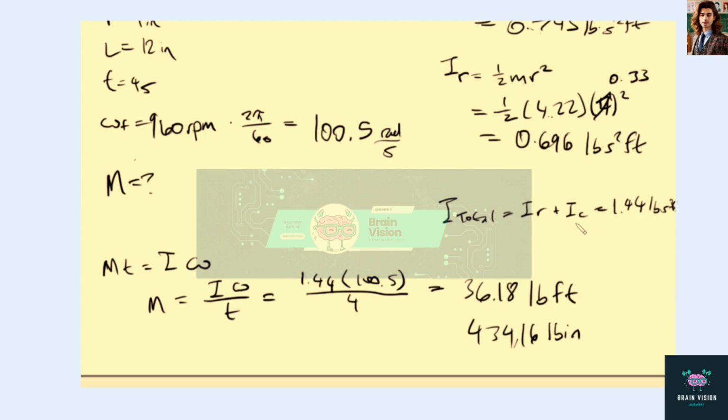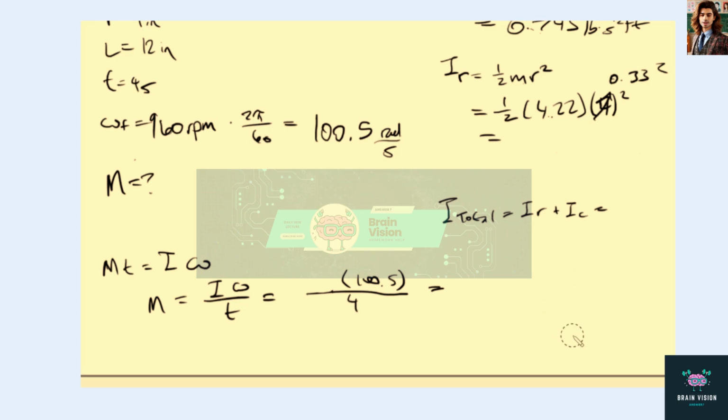Did I make a mistake? The answer is yes, because I was supposed to square this 0.33, which means that this number is wrong, this number is wrong, and these numbers are wrong. So we have 0.33 squared times 4.22 divided by 2, which is 0.222, let's say 230.